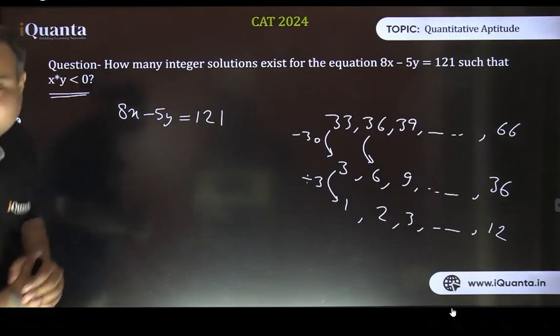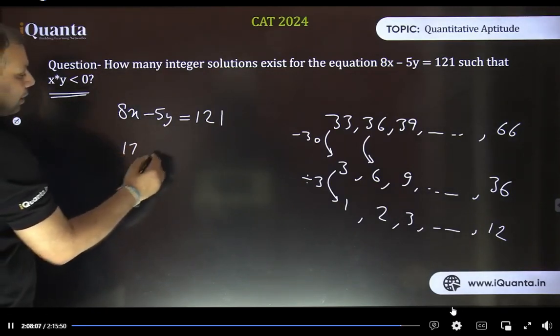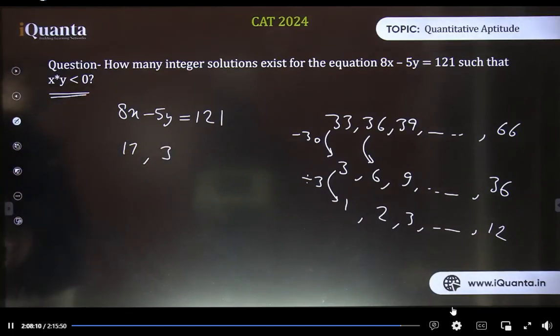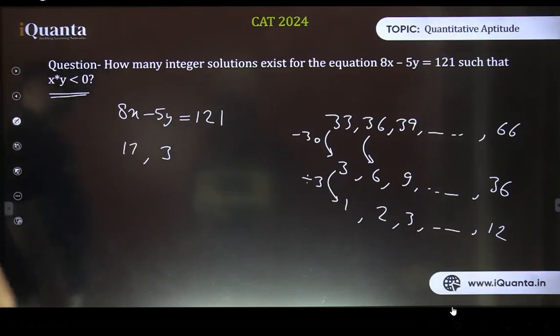17, 3, Aditya is saying. Okay, let me check. Others are also saying the same thing. 17, 3, okay, let's check. 17 eights are how much? It is 136. 136 minus 15 is 121. That's true. So other solutions we can easily find out.